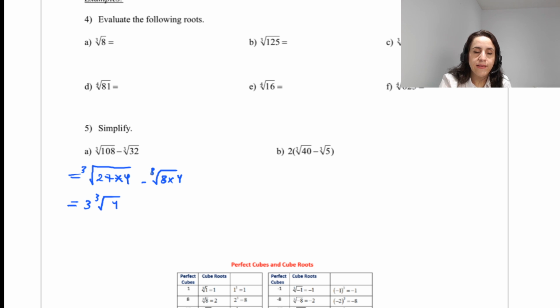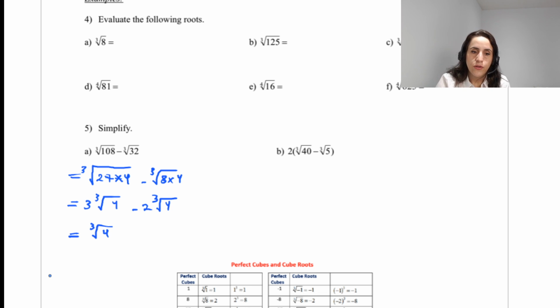Here, cube root of 8 is going to be a 2 because 2 times 2 times 2 is going to give me 8. Then 3 minus 2, then the answer for this question is going to be radical 4 with index 3.